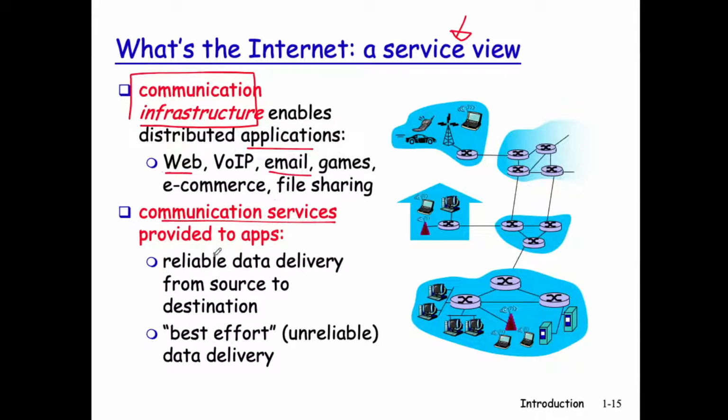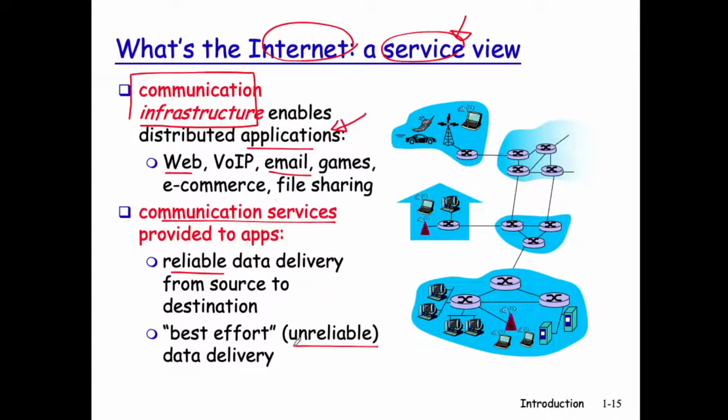Now, two major classes of services provided by the internet are these: reliable data delivery versus unreliable data delivery. So the internet, essentially, is not just a physical infrastructure, but also an infrastructure with software support so that we could run all sorts of distributed apps on top of the whole thing.